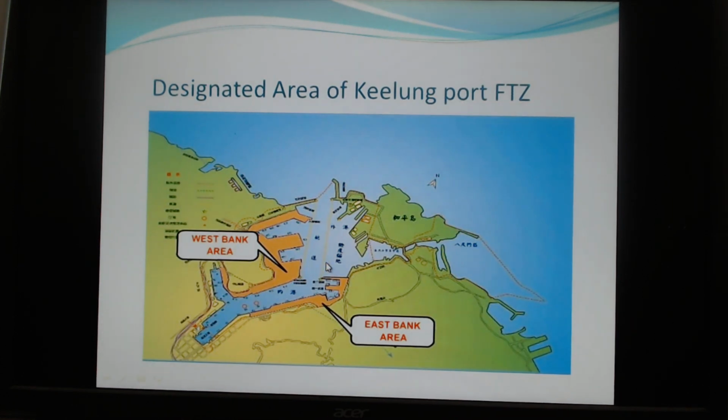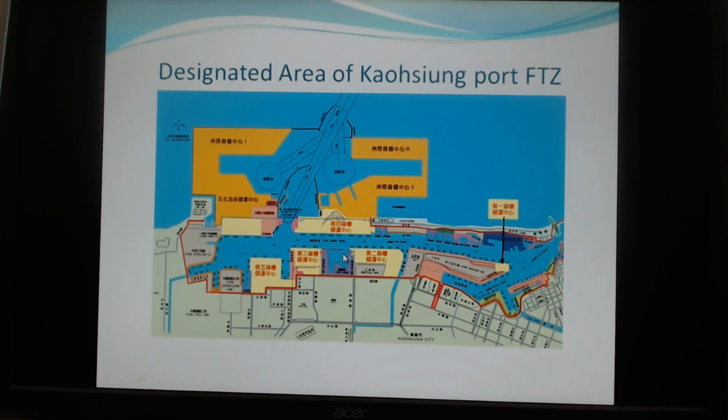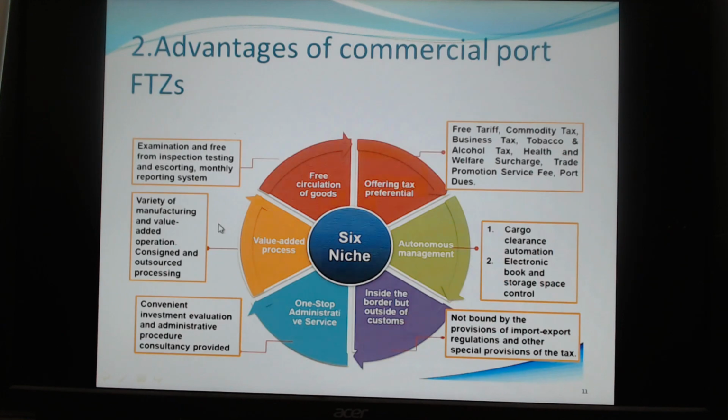Okay, this just shows our Kaohsiung port's bird's-eye view map. They have a westbound area and an eastbound area. Here it shows the Kaohsiung port, and you can see the Kaohsiung port has different terminals, and also we have general cargo terminals, bulk cargo terminals, liquid terminals and so on.